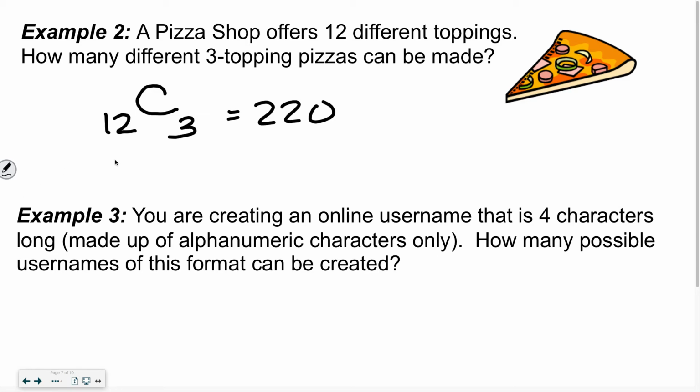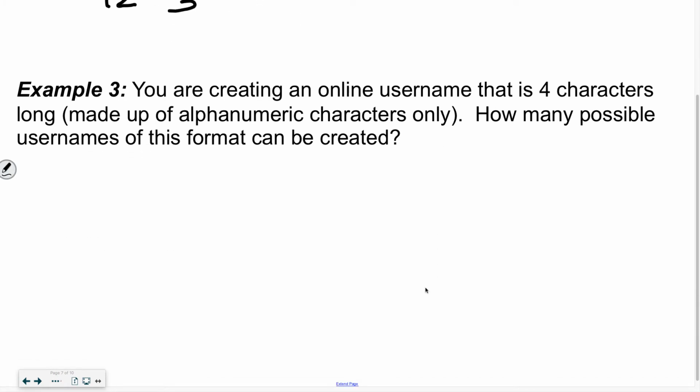Okay, so a lot of different answers for example 3, so we got to talk about this. You're creating an online username that is 4 characters long. It's made up of alphanumeric characters only. So what do I mean when I say alphanumeric? Alphabet and number. Letters or digits. So how many do you have to choose from? 36. There's 36 alphanumeric characters. That's the letters plus the digits. Remember, I don't have to tell you there's 26 letters in the alphabet. You know that.